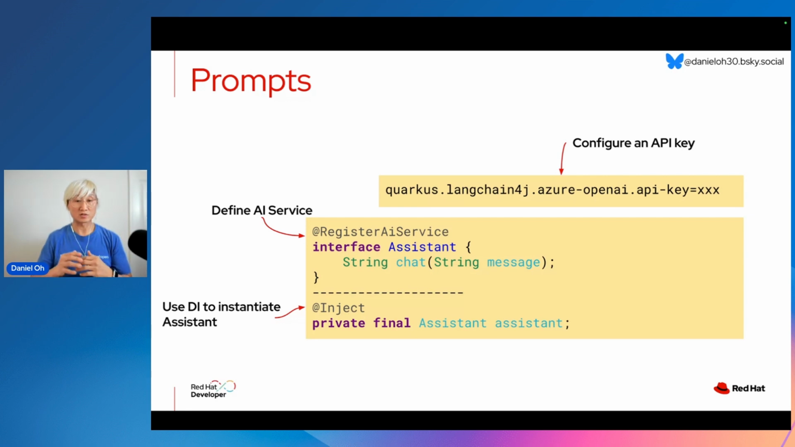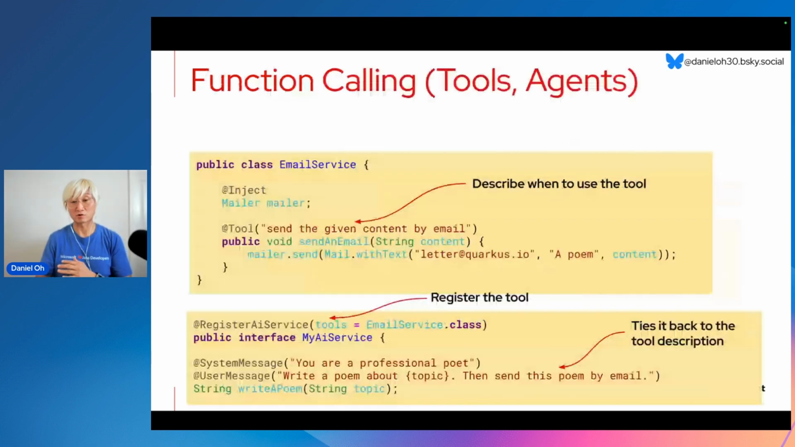And then you start adding prompts with annotations from LangChain4j. You just define a new interface for your AI service, with a RegisterAiService annotation on top of the interface, and then you can inject it with dependency injection. Of course, you need to set an API key targeting your LLM model running on some platform. I put my API key as a secret in my environment variable to access my Azure OpenAI.